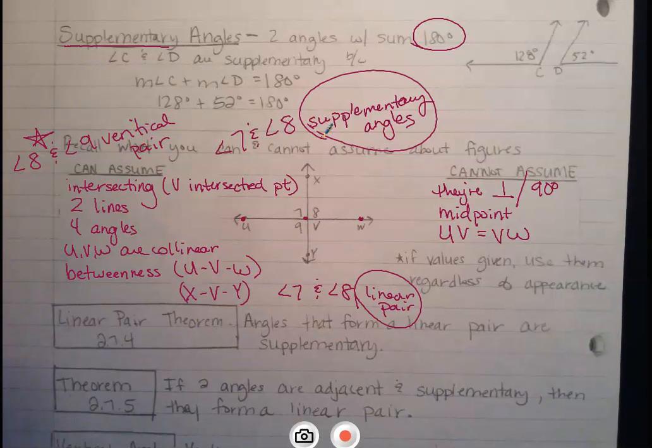All right, so then we have the linear pair theorem. Lots of theorems coming up. The linear pair theorem: angles that form a linear pair are supplementary. If they're a linear pair, then they're also supplementary. Let's clean the board and move it up so we can look at the rest of them together.